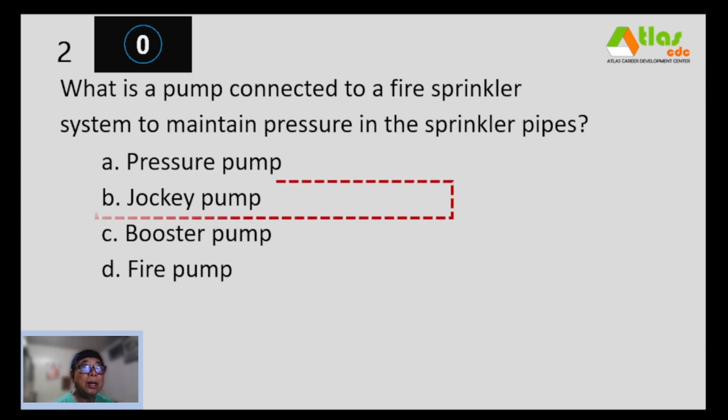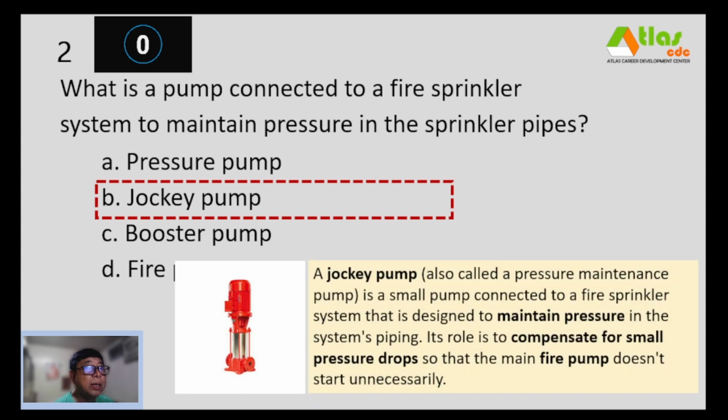And our correct answer is letter B, jockey pump. So a jockey pump, also called a pressure maintenance pump, is a small pump connected to a fire sprinkler system that is designed to maintain pressure in the system's piping. Its role is to compensate for small pressure drops so that the main fire pump doesn't start unnecessarily.